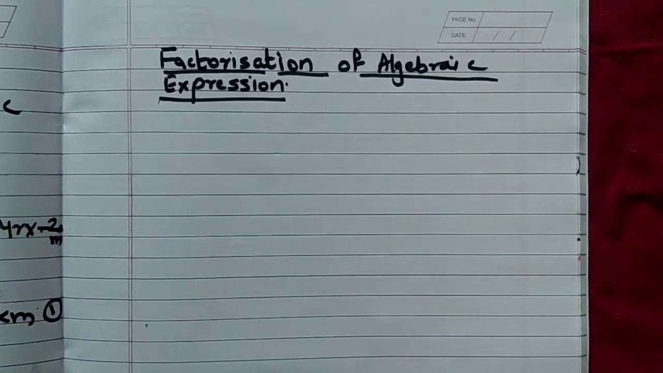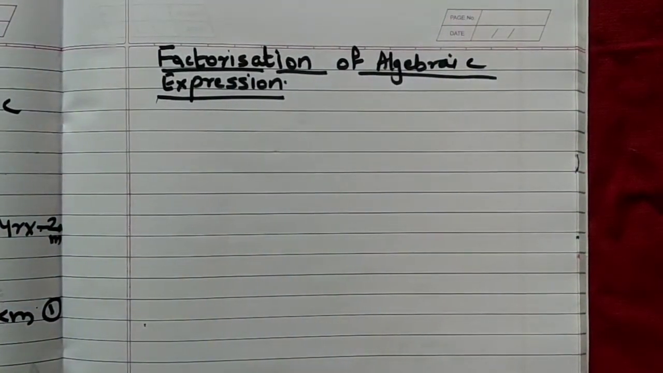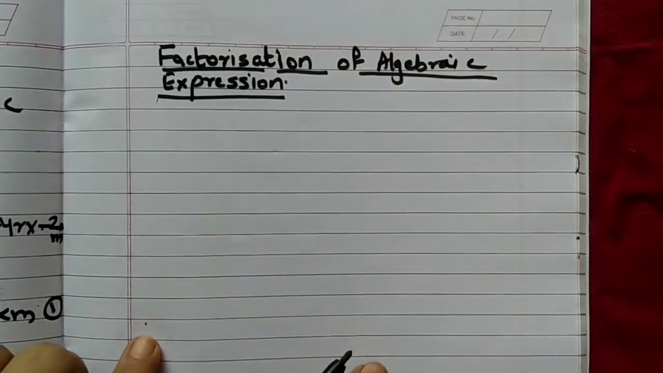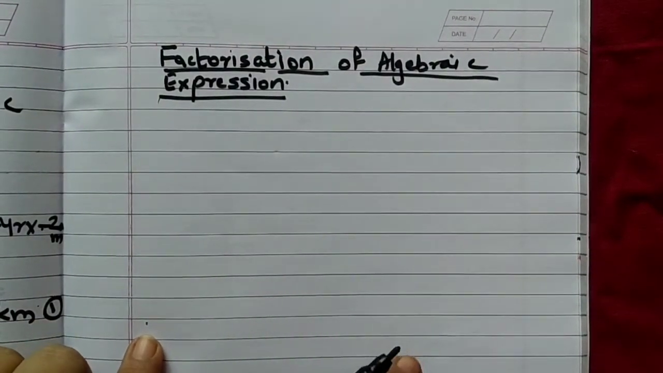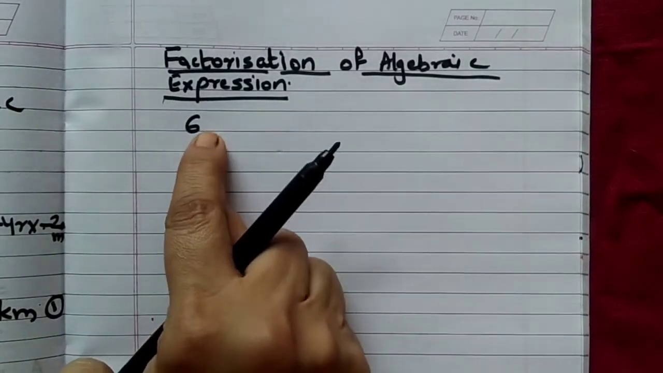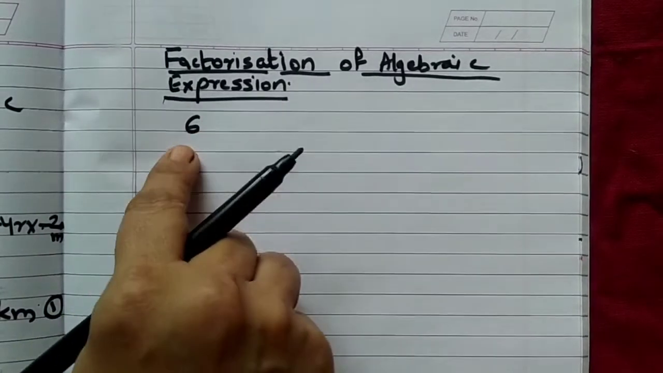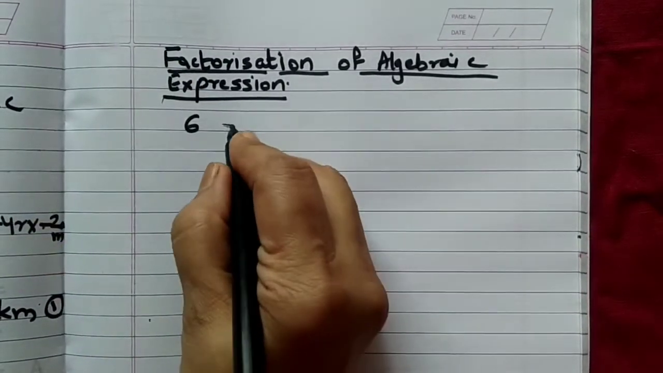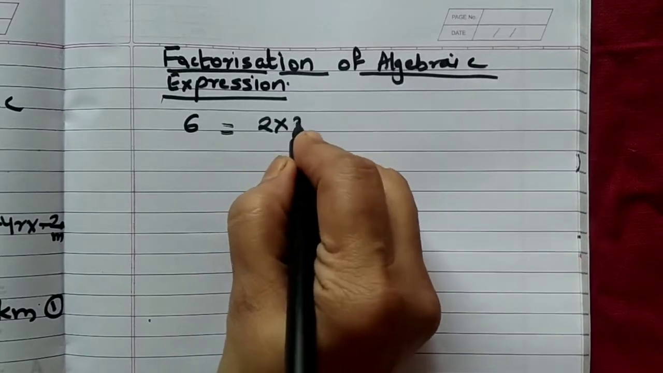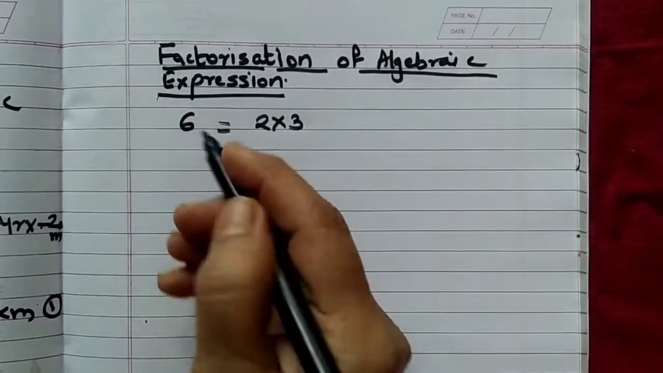Factorization of algebraic expression. Now, what do you mean by factorization? Factorization is finding the factors of any particular number. Suppose I have the number 6. What are the factors of 6? We have to find such numbers which, when multiplied, give us 6. So the factor of 6 will be 2 into 3. So, 2 is one factor of 6 and 3 is another.